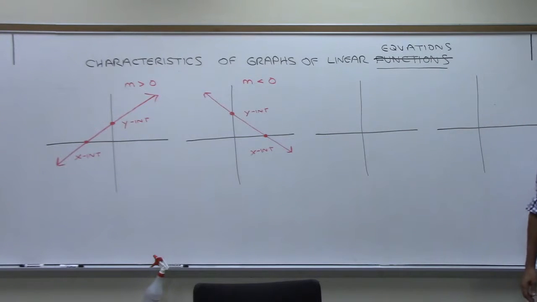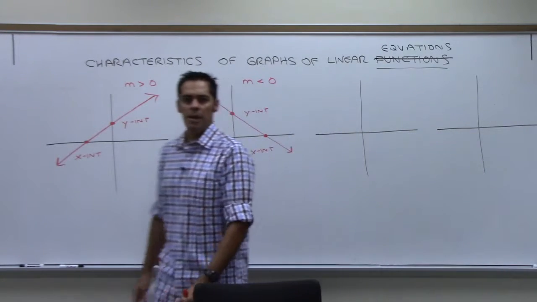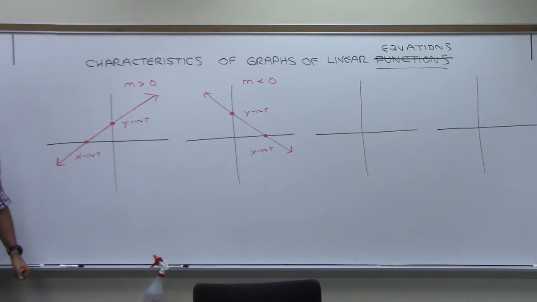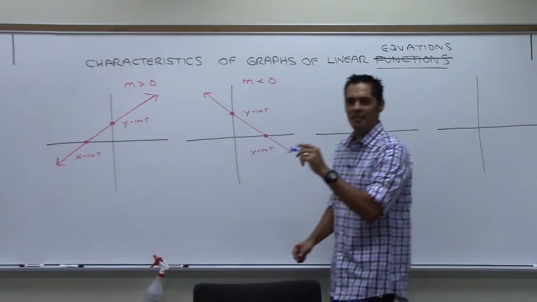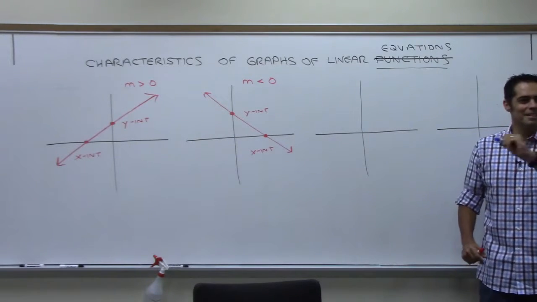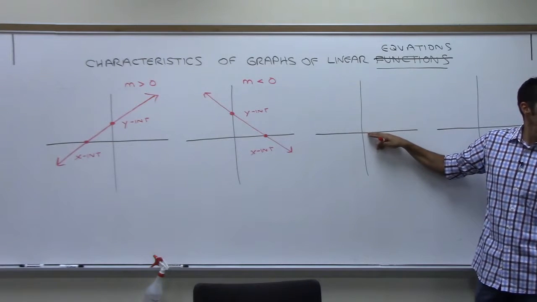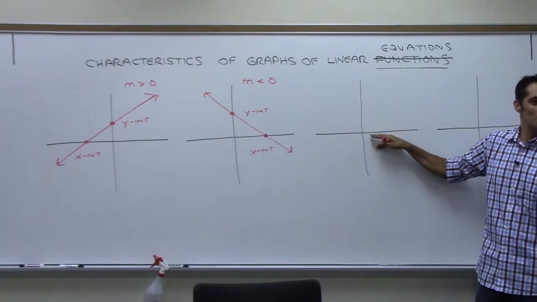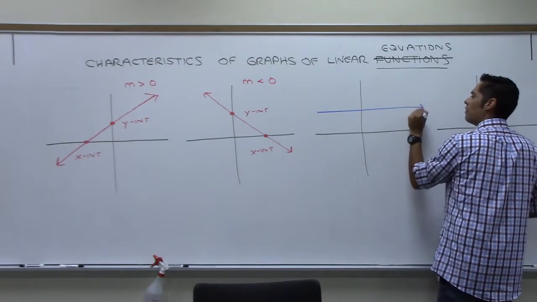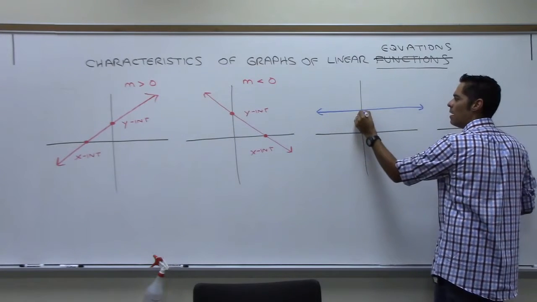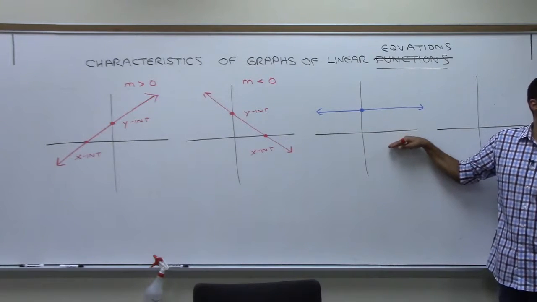Is it possible to not have an x-intercept? Can you draw a line that does not have an x-intercept? Yes? What would it look like? Straight line? Aren't all lines straight, right? Straight through the origin. What do you mean straight? I think I heard it. Horizontal line. Horizontal line, right? Look, if I draw a horizontal line like that, it would have a y-intercept, wouldn't it? It would not touch the x-axis, so it would not have an x-intercept.